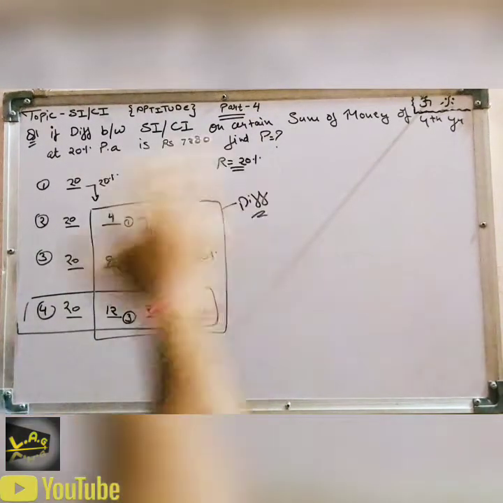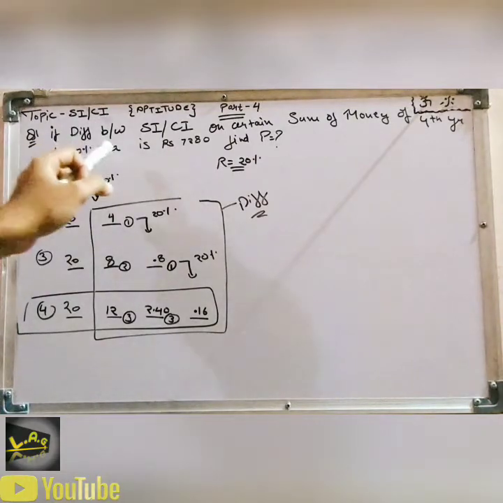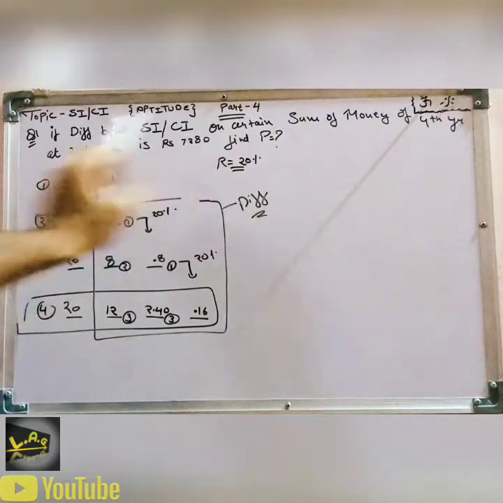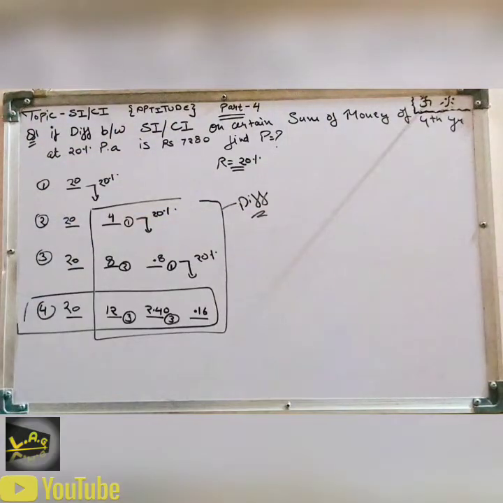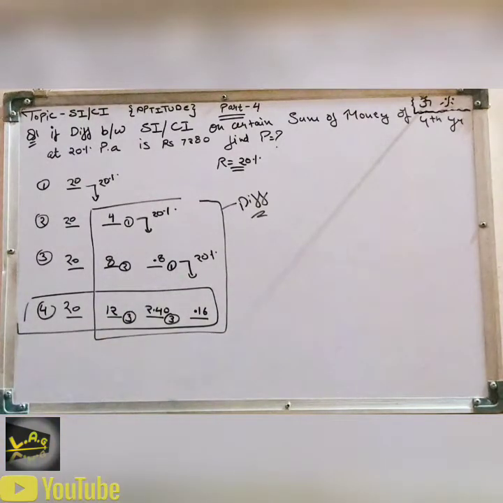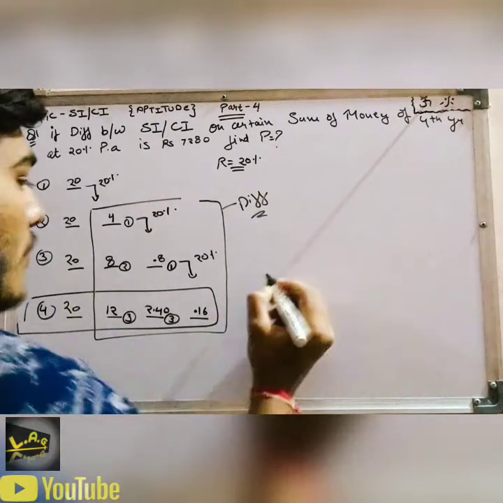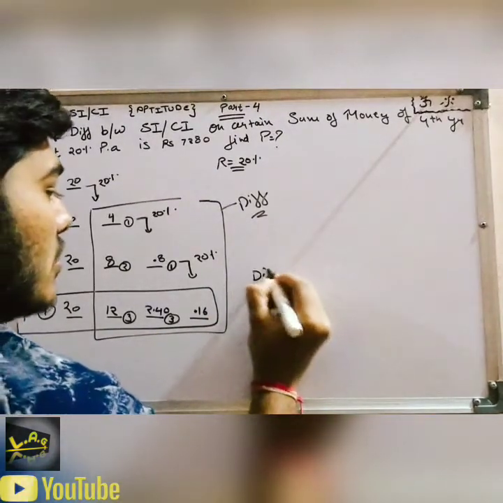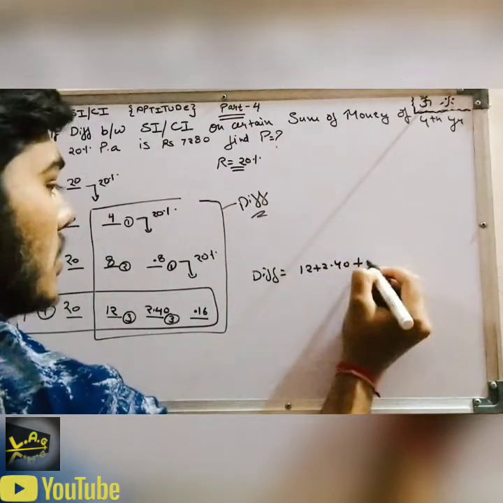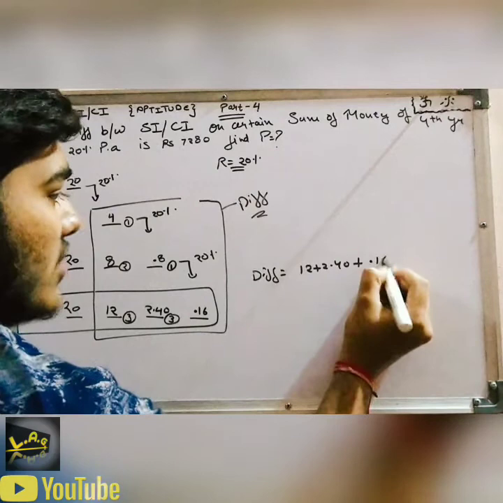We have to just pick, because in this question we have been told the difference between SI and CI on a certain sum of money for the fourth year, which means the difference has been asked for the fourth year. So we have to calculate just these three terms because we cannot include this. This is the part of the difference, and for the fourth year only these last 3 dashes count. So we have to add for the difference: 12 plus 2.40 plus 0.16.